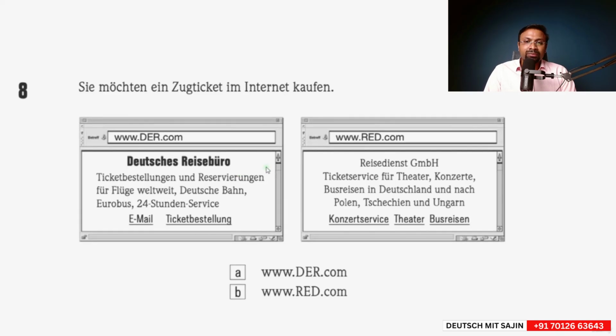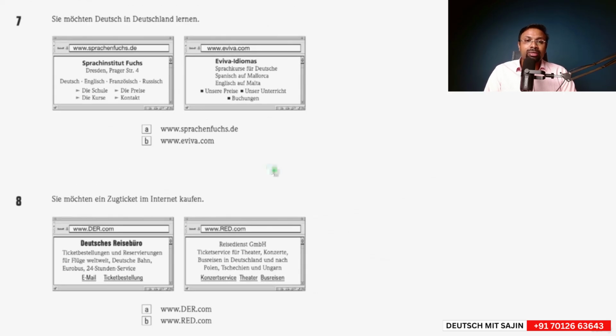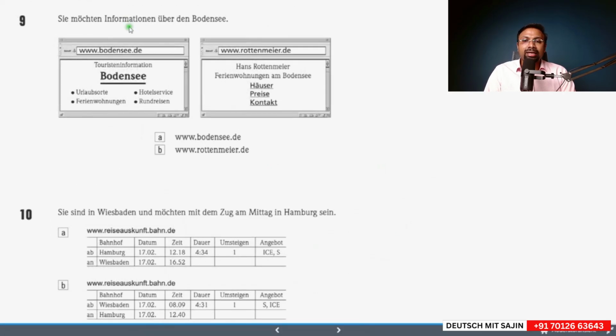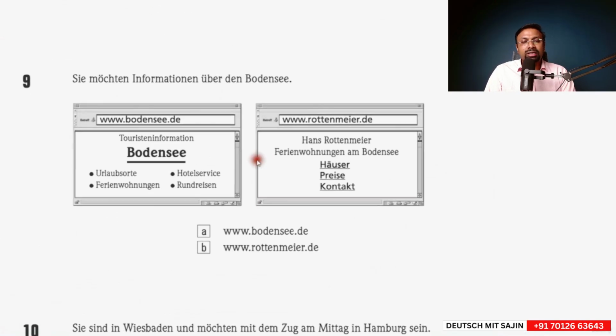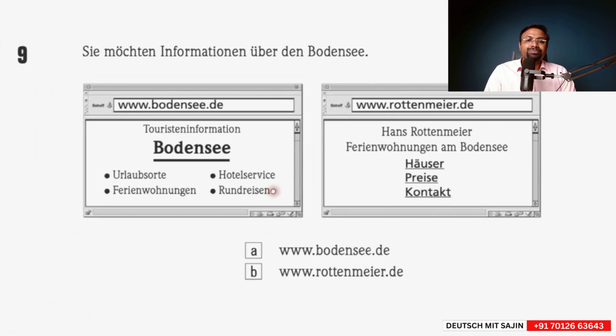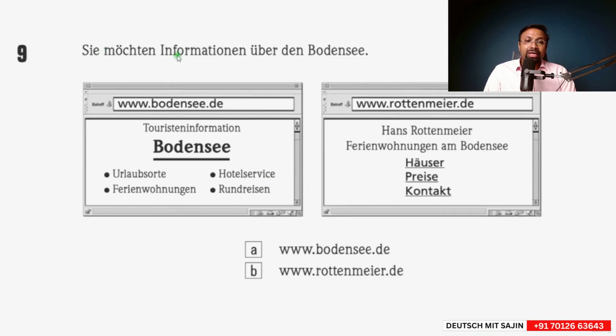So the next one: Sie möchten Informationen über den Bodensee. You would like to have information about the Bodensee. A huge lake in the south of Germany. Very nice. So, I would like information. This is how we say it: Ich, or here, Sie möchten Informationen. We don't necessarily have to say "I would like to receive information." Ich möchte Informationen is already enough in German.